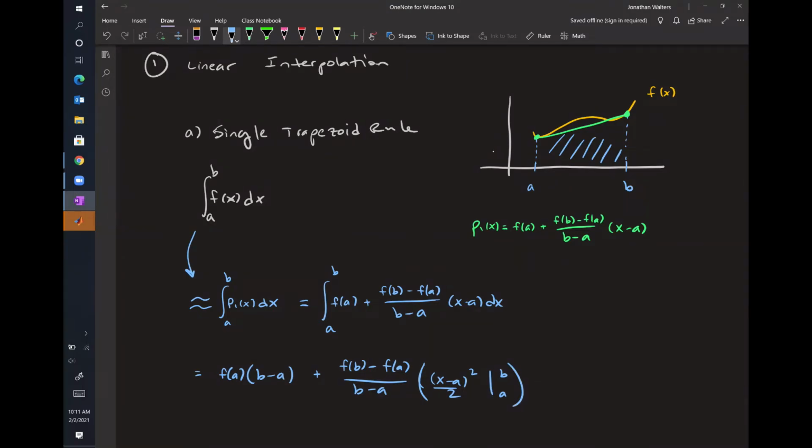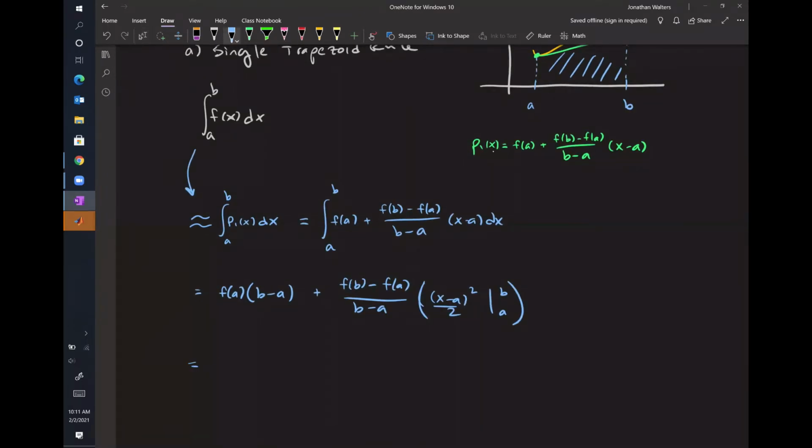Right, for x minus a dx, I could do a little u sub for x minus a. So basically u squared over 2. So that means x minus a squared over 2 from a to b. The slope is just a constant. So I just keep that constant outside of the parentheses there. I could pull that out of the integral. So plug this in.